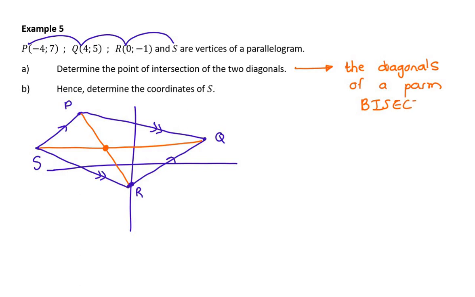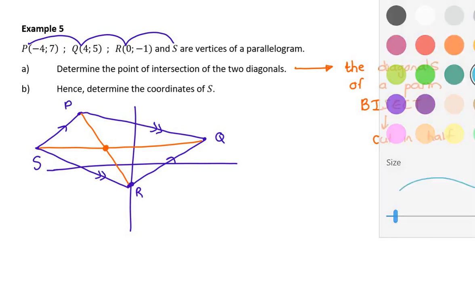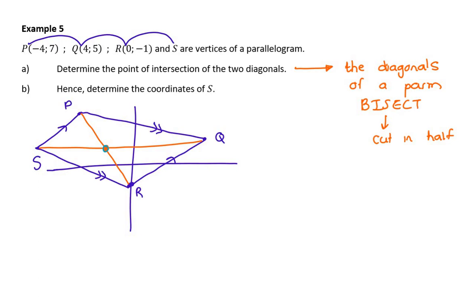Now the word bisect means cut in half. Now why is that important? That is going to come up numerous times over the next couple of weeks. That's important because bisect means cut in half, meaning this side is equal to that side and that side is equal to that side.